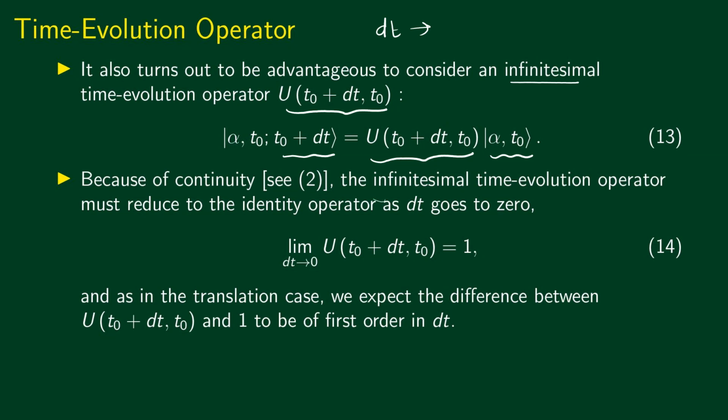Now we have talked about continuity. That is, we treat time as a continuous parameter. We can think of arbitrarily small amounts of time. This means that the infinitesimal time evolution operator must reduce to the identity operator as dt goes to 0. If this amount of time goes to 0, that means that we are doing nothing to the system. There's no change to the system. So that's what it means when we say that in the limit dt tends to 0, U(t0 + dt, t0) has to be equal to the identity operator. If you are not considering any time change, then the state also does not change. In other words, the state is acted upon by the identity operator. So if dt is 0, then the time evolution operator is only the identity operator.